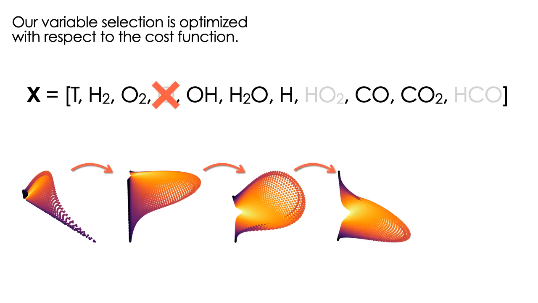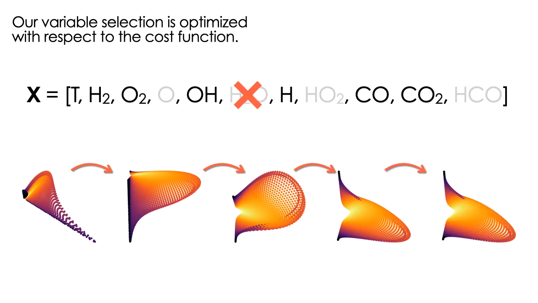At the next iteration, it removes O mass fraction. This is the resulting projection. And then H2O mass fraction. This is the resulting projection. And then basically the algorithm keeps going.